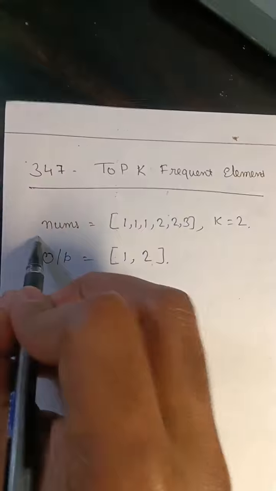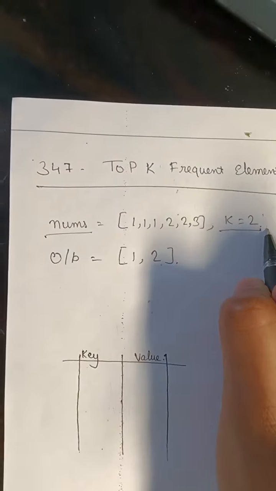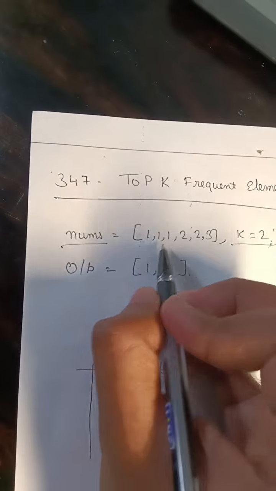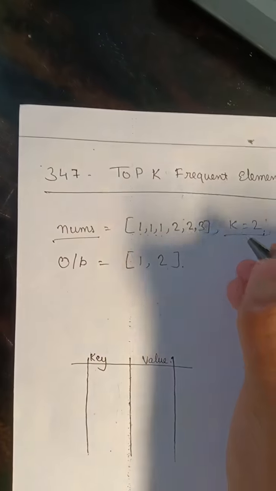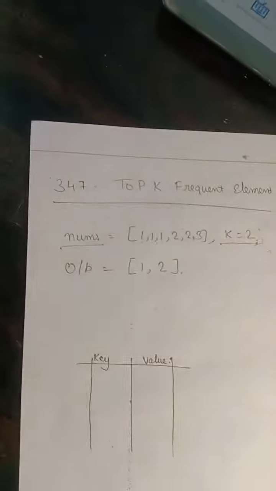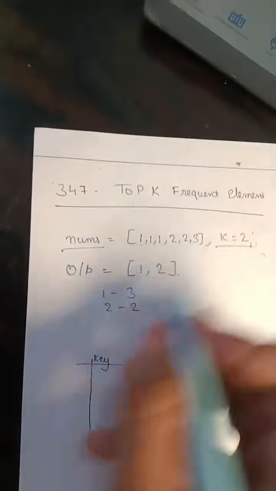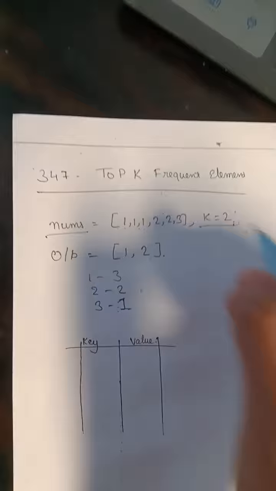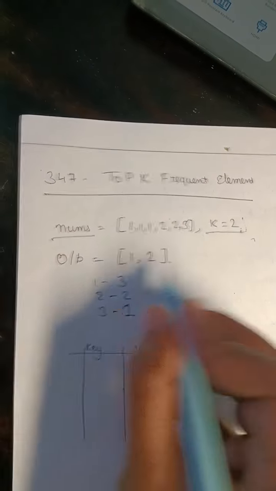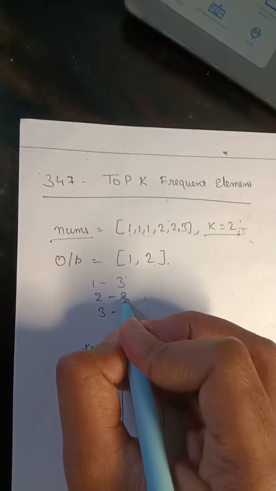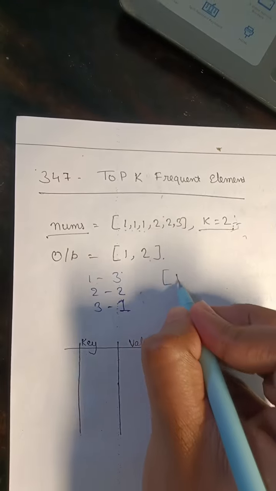It is telling that it has given a nums array and a k integer. We need to sort this array according to the frequency of the elements, and we need to return the top k elements. Suppose we are sorting this array: 1 appears 3 times, 2 appears 2 times, 3 appears 1 time. So we need to return the top k elements by frequency, which means we need to return our output as 1 and 2.